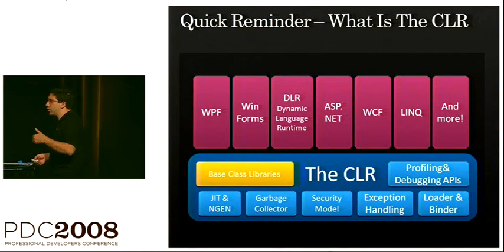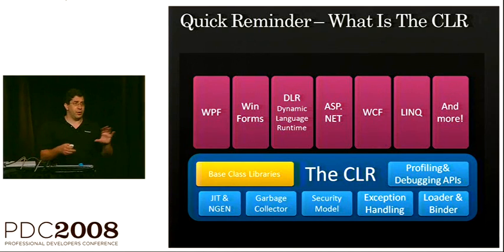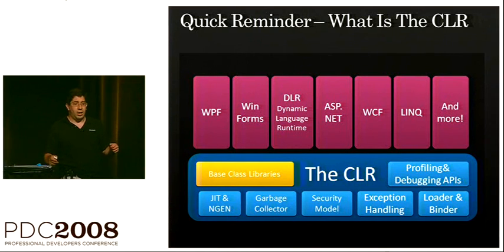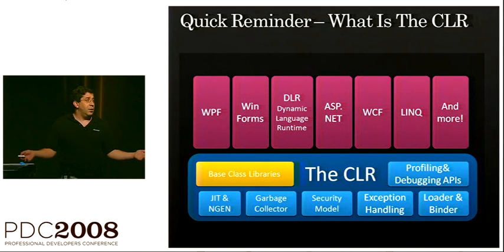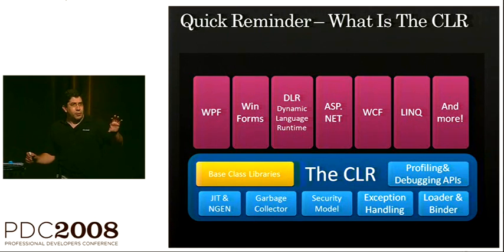So I want to just give everyone a quick reminder about what is the CLR, because there's some confusion about it sometimes. We are the bottom, the basement, the foundation, the crawl space, however you want to look at it. And other people build on top of us. So WPF, they build on top of us. WinForms, the dynamic language runtime, ASP.NET, they're all built on top of us. We build things like the JIT, the just-in-time compiler, the security model, the garbage collector, profiling and debugging APIs. The main libraries that we build are just the base class libraries, the stuff everybody else builds on top of.